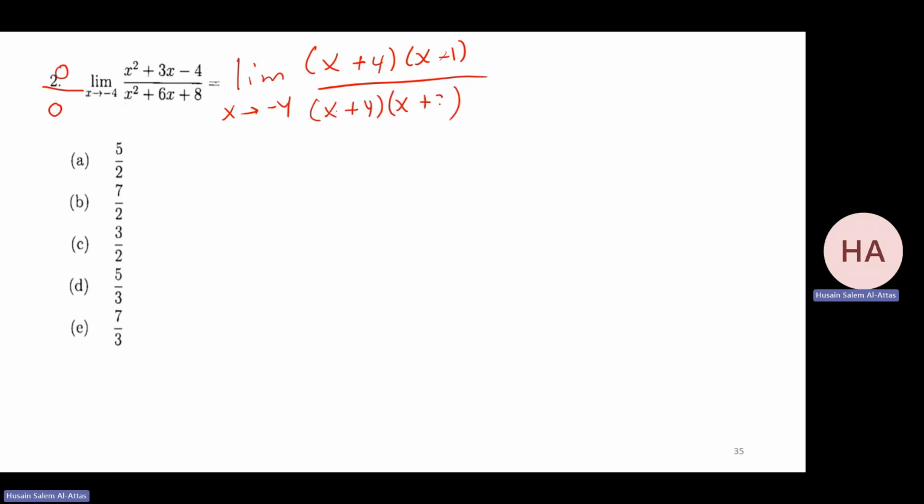For sure, I should have x plus 4 here somewhere. In the numerator is x plus 2. Check: 8, 4x plus 2x, 6x. Everything is okay. Cancel, substitute. You'll get minus 4 minus 1, which is minus 5. Minus 4 plus 2, which is minus 2. So we are getting 5 over 2, which is this.